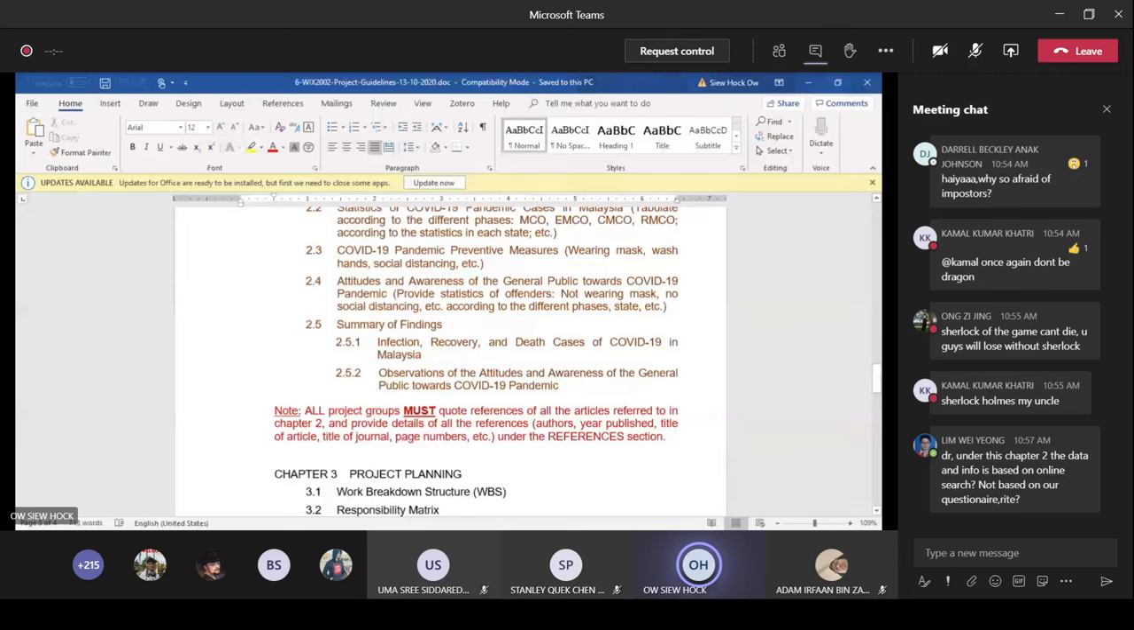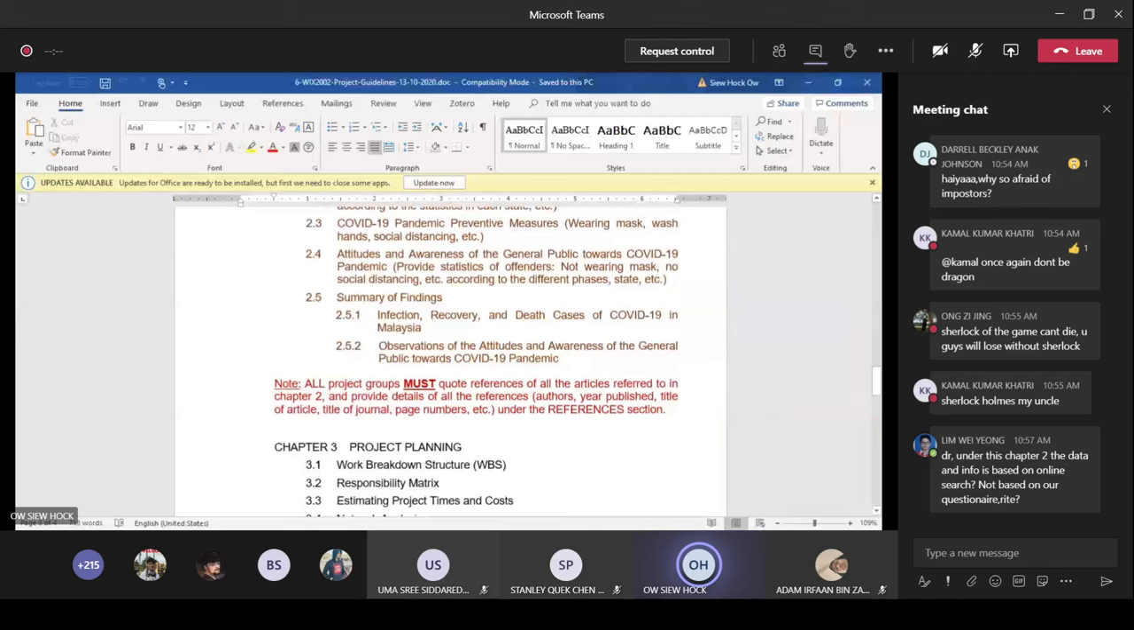And next, what do you think the attitudes and awareness of the general public are? That's why this survey is trying to find out about the general public. Are there many people not wearing masks? Or what is the percentage? How many people are not wearing them? And whether they don't do social distancing, all these things. If people don't do this, you can see the number will shoot up and increase a lot, okay? Then 2.5, what is the summary of these findings?